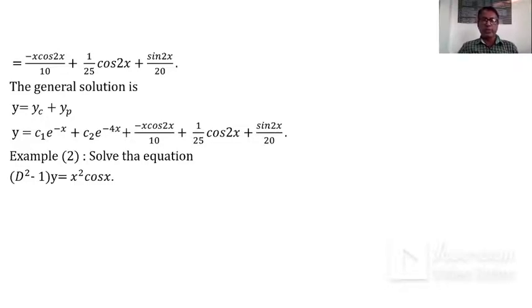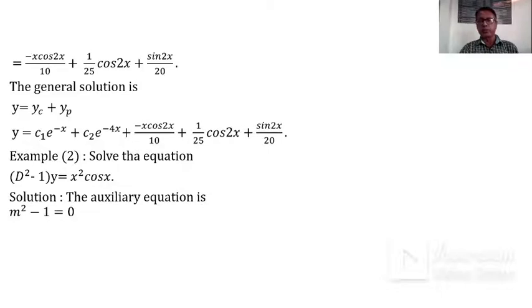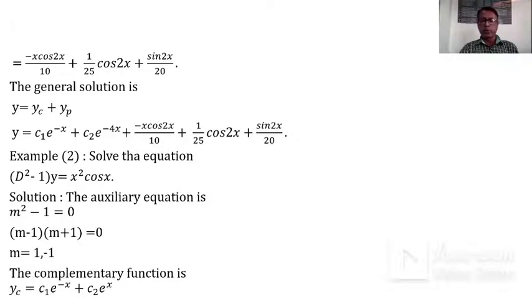Solve the equation (d square minus 1) of y is equal to x square cos x. As usual, we consider the auxiliary equation m square minus 1 is equal to 0. Therefore, factors are (m minus 1)(m plus 1). Therefore, m is equal to 1, minus 1. Roots of the auxiliary equation are real and distinct. Therefore, yc is equal to c1 e to the power x plus c2 e to the power minus x. Or you may write this as yc is equal to c1 e to the power minus x plus c2 e to the power x.